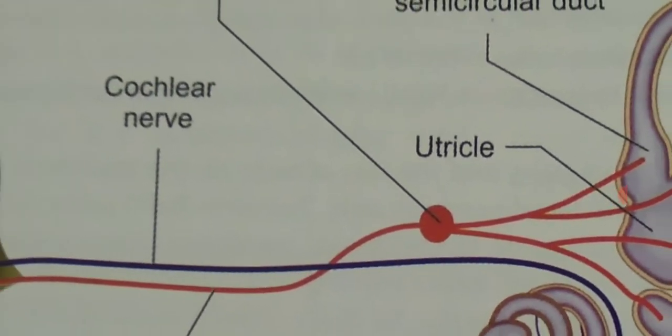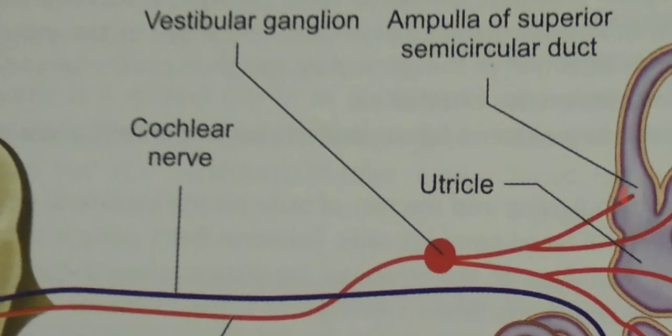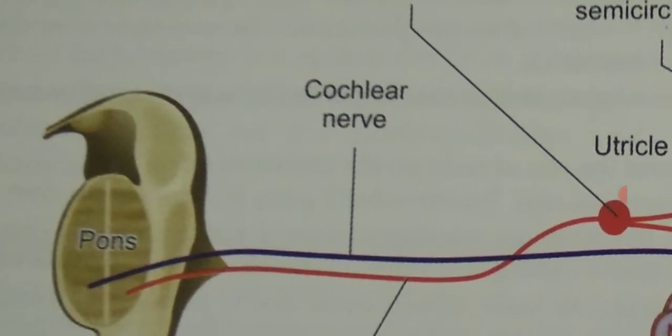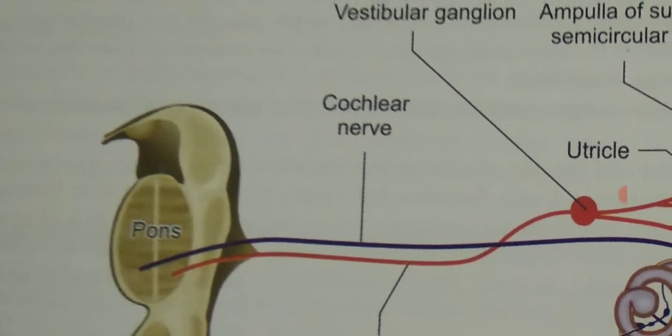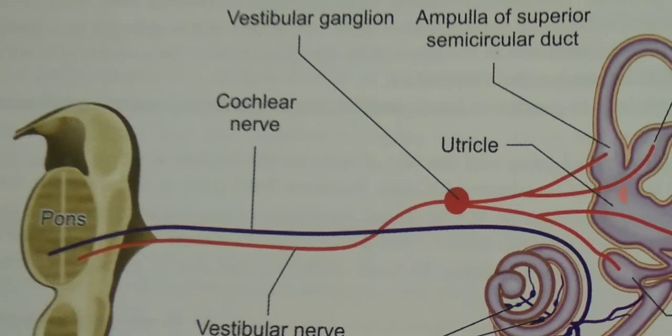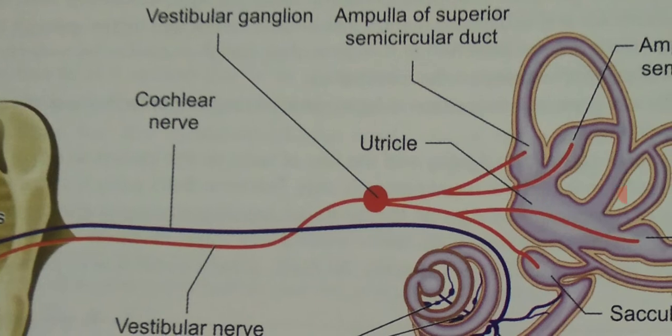The central process of these vestibular ganglion is going towards the brainstem. Again to the same set of nuclei, the superior, inferior, medial and lateral vestibular nuclei. So this is the part of the balance pathway or the balance system. So the cranial nerve of interest which helps in hearing and balance is the 8th cranial nerve or the vestibulocochlear nerve.